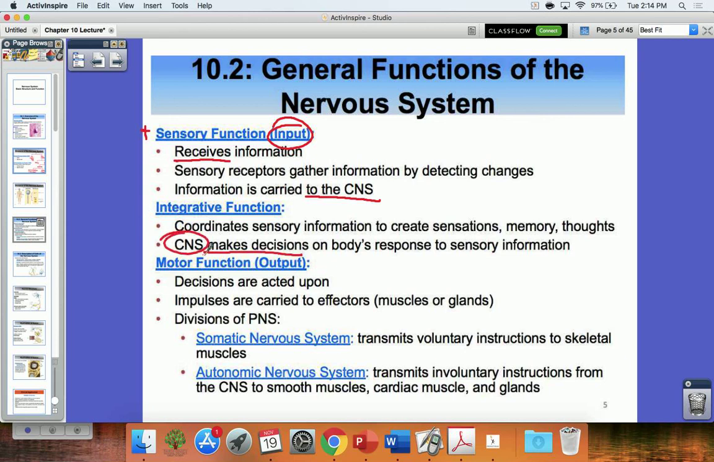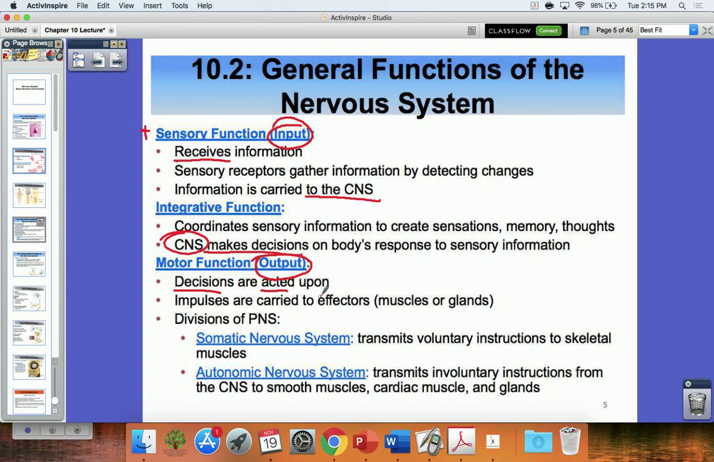This is the CNS making a decision about that sensory information that has been brought to it. Once it makes a decision, so we touch a hot stove, that's sensory. It processes that information, saying, you just touched a hot stove. We need to do something about this. So what are we going to do? We're going to send a signal back to the muscles within your arm. This is going to be the output. The decision has been made and acted upon. And so it's going to push that back out to those muscles in your arm so that you can pull your hand back.